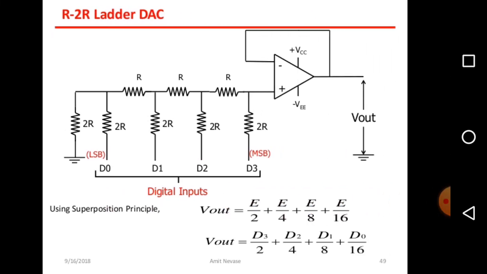Finally, Vout is equal to D3/2 + D2/4 + D1/8 + D0/16. That is, Vout is equal to D3/2 + D2/4 + D1/8 + D0/16, using the superposition theorem.